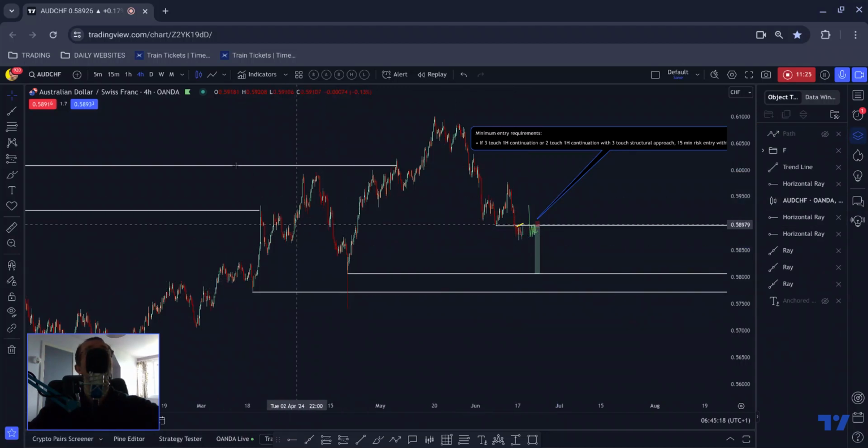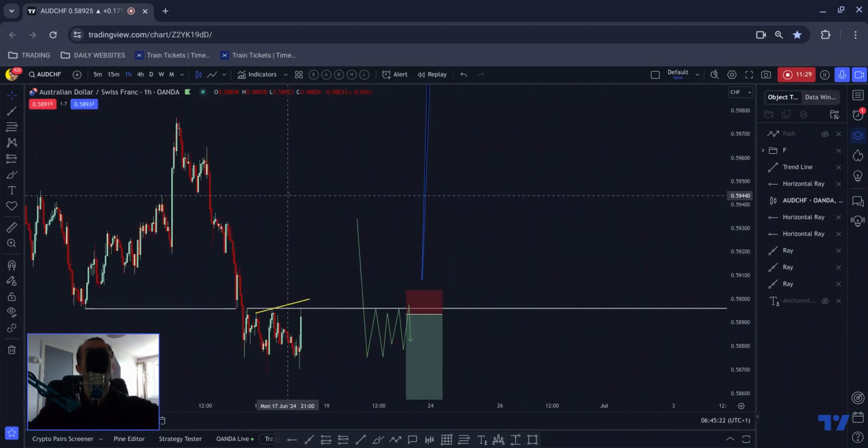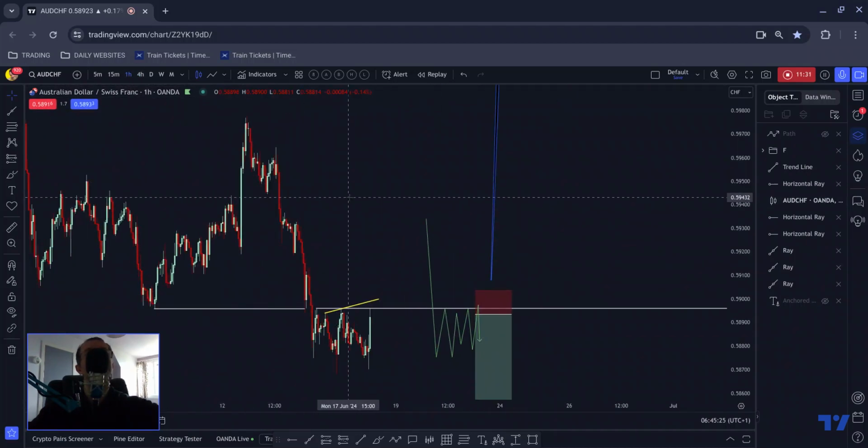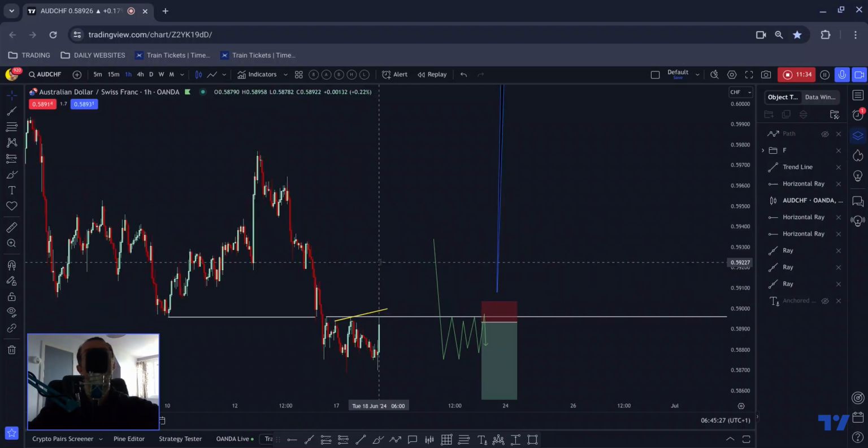So that is Aussie Swiss. So looking the most likely to give us an entry by the end of the day, but we shall see. We shall see what price wants to do. Okay, so that is pounds Aussie Swiss. I'm going to check this at 7 a.m. to see how this 1 hour candle closes, and see if I have permission to drop down to the 15-minute chart to look for entries.